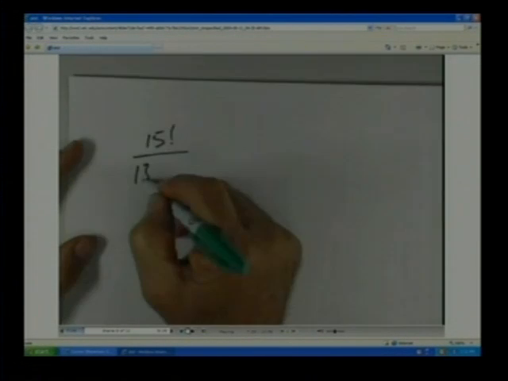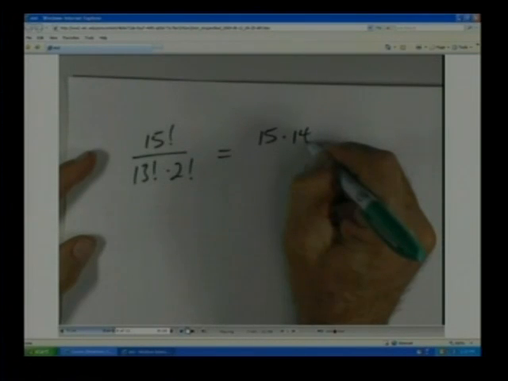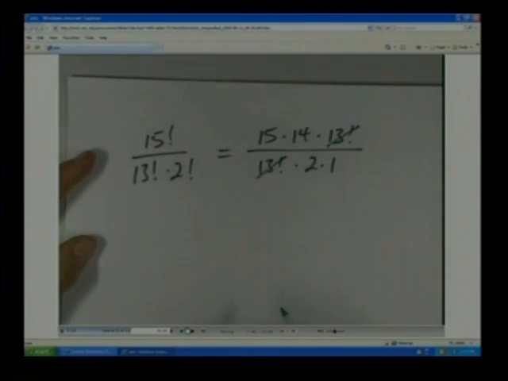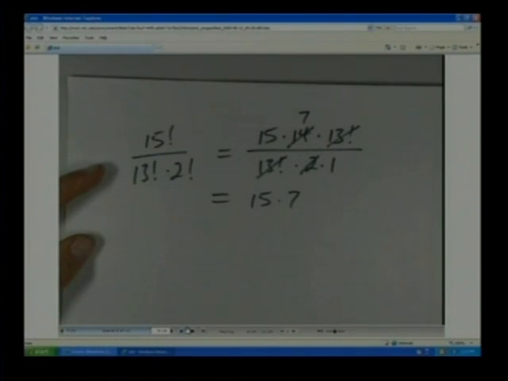If we had something like 15 factorial over 13 factorial times 2 factorial, and you'll see this later on in the course, you don't want to go through and say 15 times 14 times 13 times 12 times, because it just gets to be too much of a problem. So if we recognize that this is 15 times 14 times 13 factorial over 13 factorial times 2 times 1, then we can cancel these terms, and then we can cancel the 2 with the 14, 2 times 7, which is 14, and give us 7. So this is actually just 15 times 7, which makes the calculations much easier.